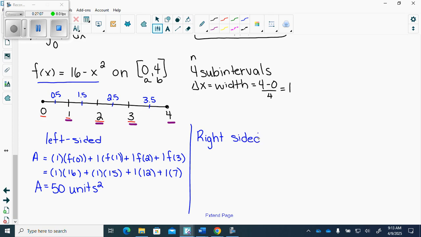Okay, then we'll do right-sided. Can I go right to going 1 outside of it, being the width, and go F1, 2, 3, 4?